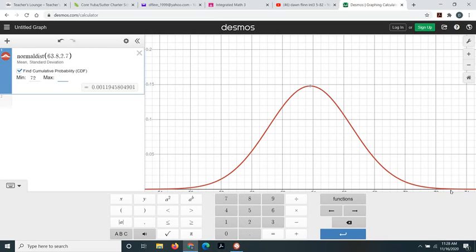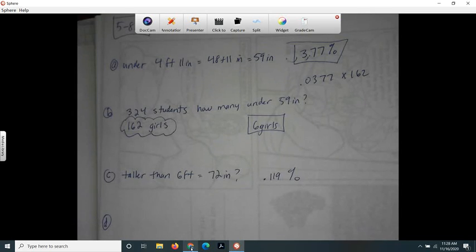And then hardly any of them, right? Because that's pretty tall. That'd be 0.119. I'm going to write that down. 0.119 percent. And then let's go back. So I think about 0.119% would be taller.